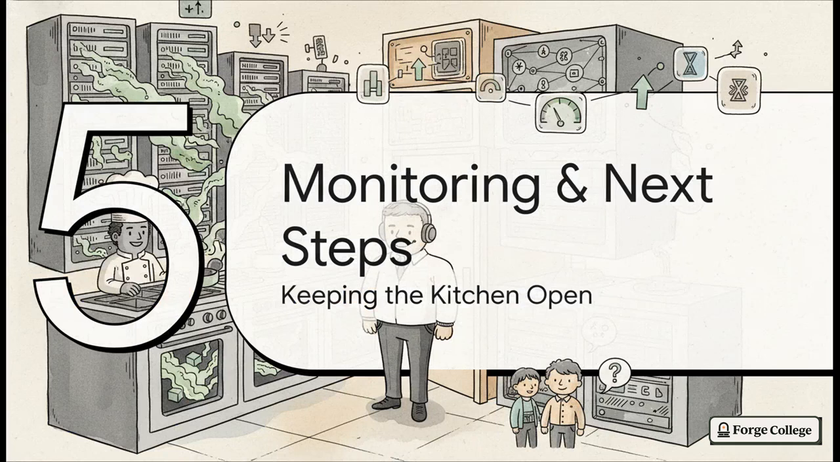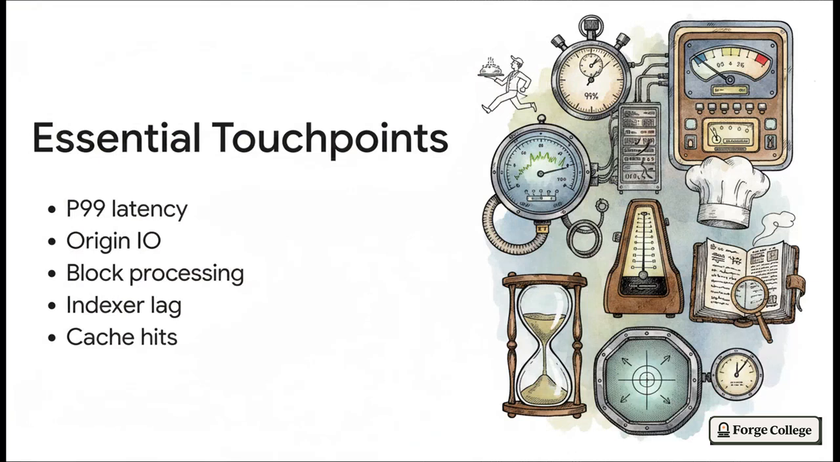Which brings us to part 5, monitoring and next steps, keeping the kitchen running. So, you've built the ultimate kitchen, you've hired the best staff, and you've got your bouncer at the door. But how do you know if everything is actually running smoothly before the customers start complaining? Well, you have to monitor your essential touchpoints. And these aren't just random metrics, they map directly to our node roles. You monitor front-end P99 latency to make sure the waitstaff is fast.